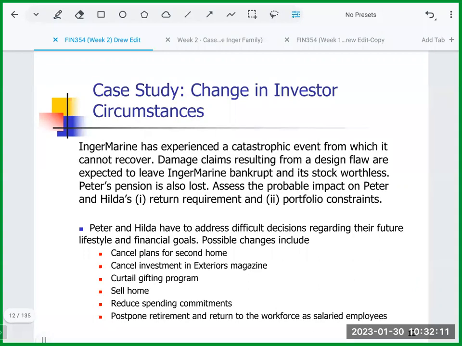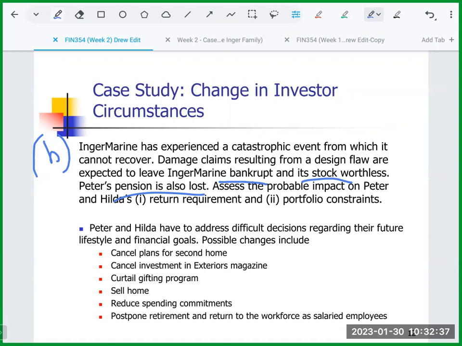Now, this is the second part of the question. Part B, they say that now the company is facing some difficulties, and because of that, the company is going to go bankrupt, the stock is worthless, the pension is lost. Wow, very big issues now. Assess the impact on Peter's and Hilda's return requirement and portfolio constraints.